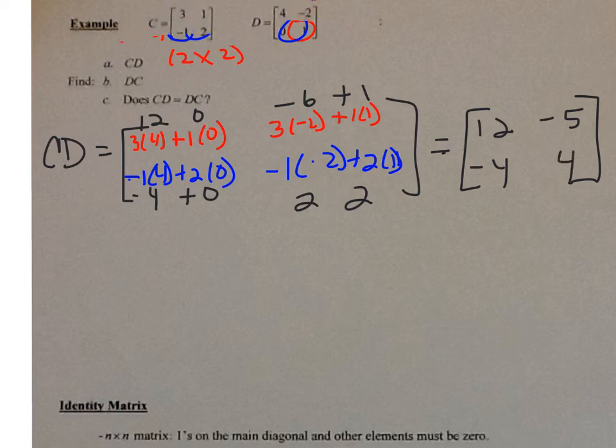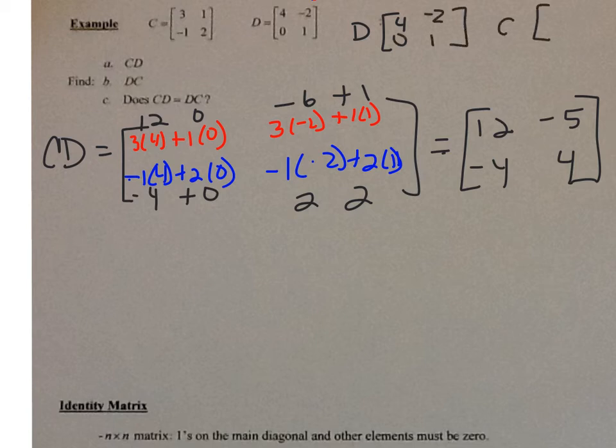Okay, so now what I want to do is D times C. So first of all, I'm going to rewrite them over here on the side. So I have D that comes first. So D is 4, 0, and -2, 1. And C is 3, -1, 1, 2. Okay, so now I want to work on D times C.